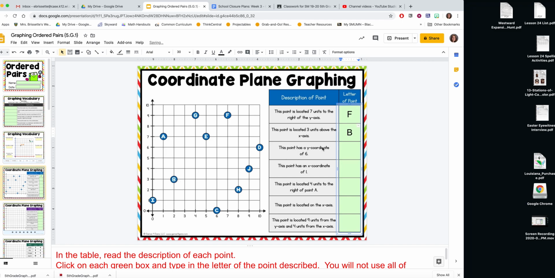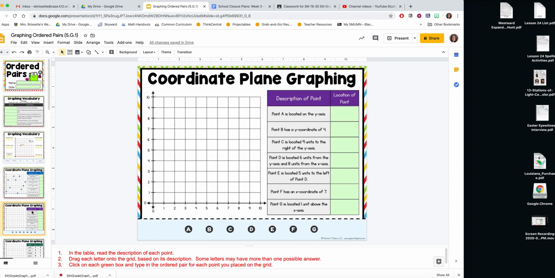You are going to continue to follow the directions to figure out what letters go with which clue on this page. I'm going to delete these so that you guys can fill it in. This one is very similar. It has a description of a point. You are going to place the letter where you want to go, and then you're going to finish by writing the ordered pair over here.